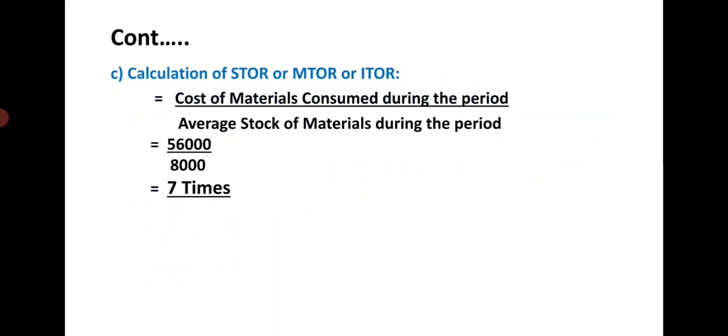So third is to calculate the stock turnover ratio or material turnover ratio or inventory turnover ratio. So formula for this is cost of raw material consumed during the period divided by the average stock of material during the period. So cost of material consumed during the period we have calculated earlier, that is question number A, 56,000, and average stock of raw material during the period is 8,000, question number B, answer. So that is equal to 56,000 divided by 8,000 is equal to 7 times.